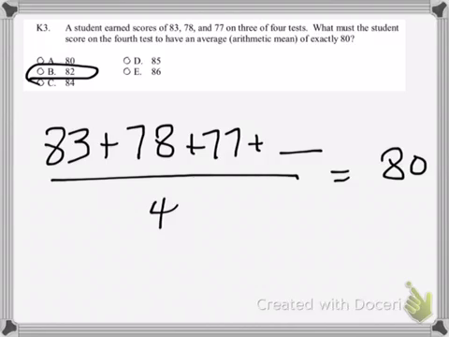Number 3, a student earned scores of 83, 78, and 77 on 3 of 4 tests. What must the student score on the 4th test to have an average, arithmetic mean, of exactly 80? Now remember, to find the average, you add all the grades up and you divide by how many grades. So I know when I add 83 plus 78 plus 77 plus the test grade, then divide by 4, my answer should be 80. So what you can do is try all the different answer choices until you get an answer of 80. And the answer will be B, 82.